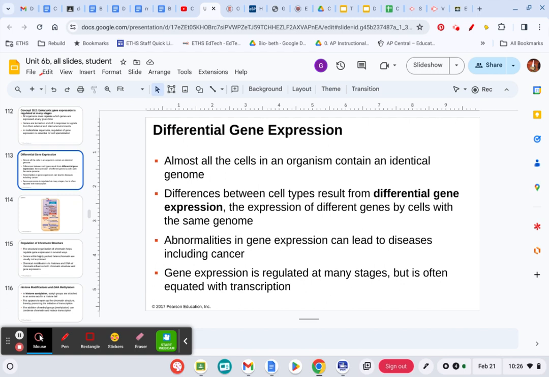Almost all cells in an organism contain an identical genome. So every cell in your body, doesn't matter if it's skin, liver, heart, lung, any cell in your body contains almost the identical cookbook recipe. It has the same chromosomes, the same DNA, the same genes. But what's different is whether or not the genes within them are expressed. And it will be different depending on what kind of cell type you are.